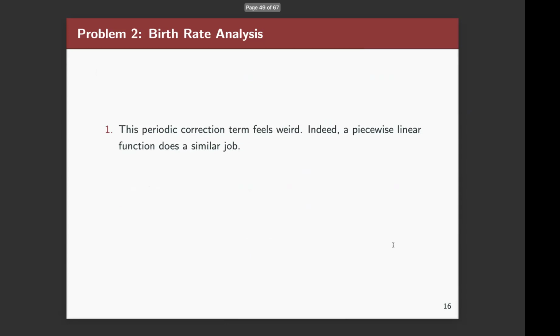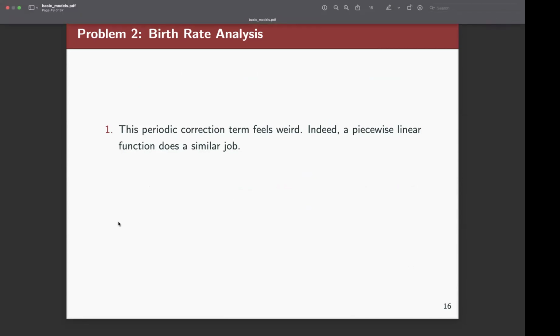Actually, the next slide provides further elaboration on this function because this periodic correction term actually feels very weird, because a piecewise linear function does the same job as what we've just stated. And so can any of you think of reasons we should use a sine function instead of a piecewise linear function? Yes, easier integration. That's a good answer.